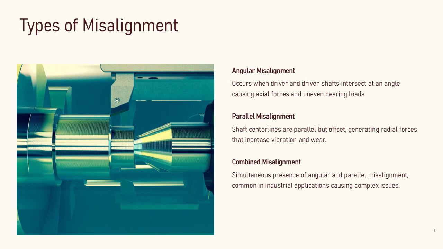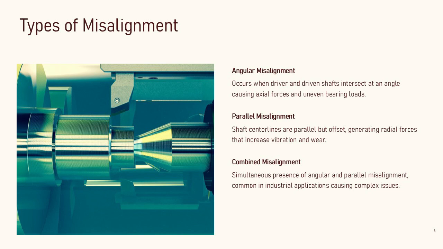Misalignment in rotating machinery is generally classified into three main types: angular misalignment, parallel, or offset, misalignment, and a combination of both. Angular misalignment occurs when the shafts of the driver and driven machines intersect at an angle, resulting in different shaft centerlines across the coupling faces. This type of misalignment often generates axial forces and causes uneven loading on bearings and couplings.